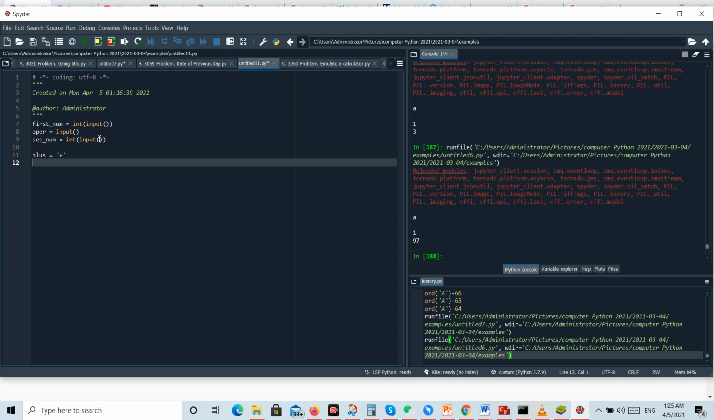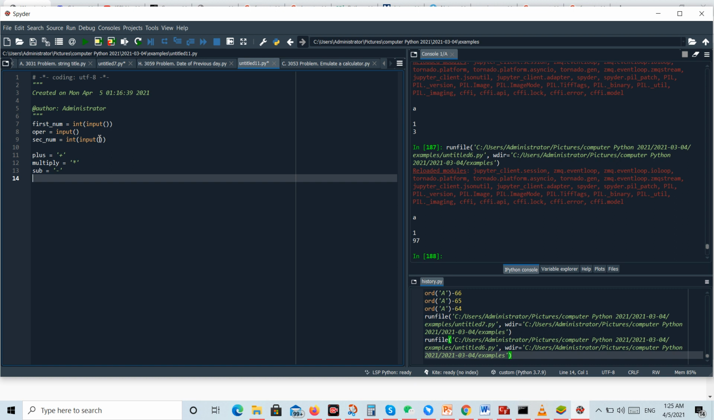So the second operator, let's say multiply, equal to asterisk. Remember that asterisk is used for multiplication in programming. So the third operator will be subtract, sub, equal to single quotation dash. Okay.